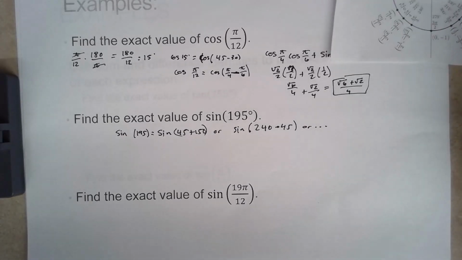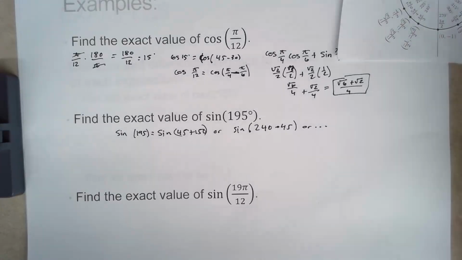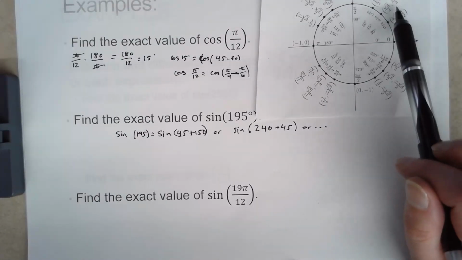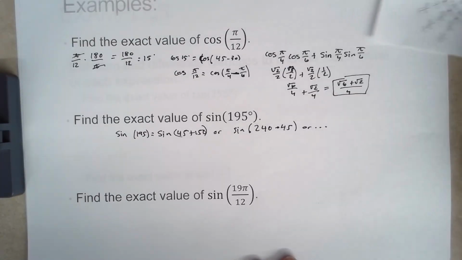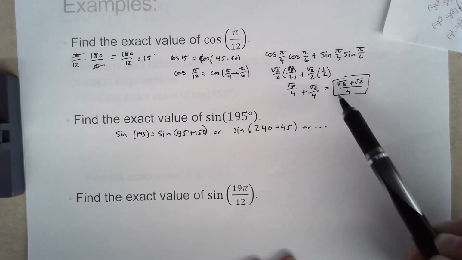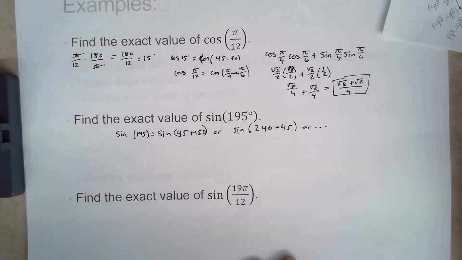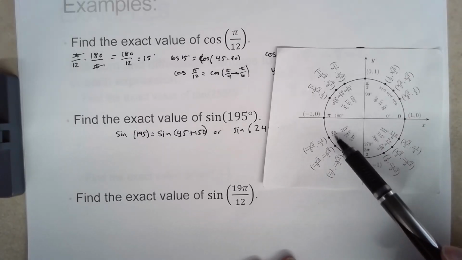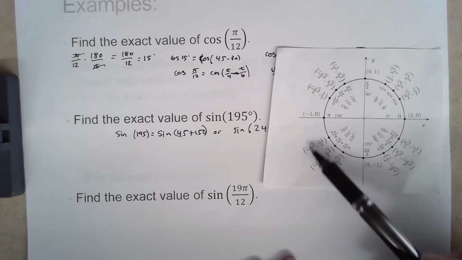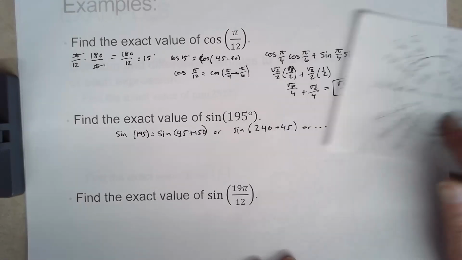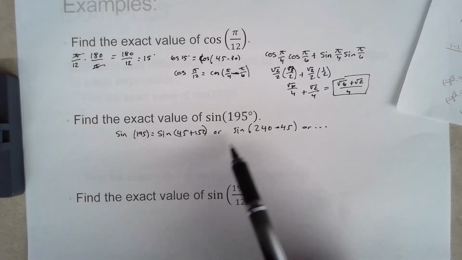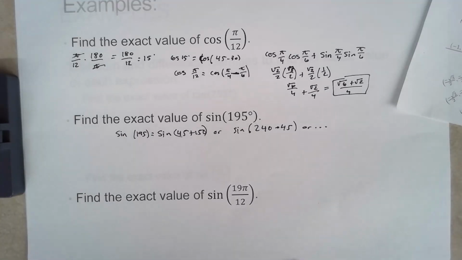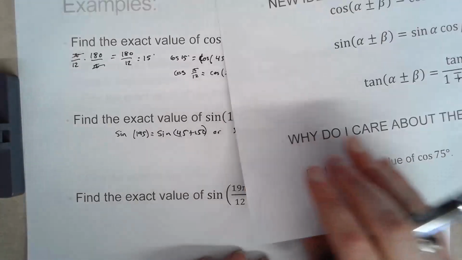One thing I want to quickly point out is if you look, cosine pi twelfths would be in quadrant 1, and cosine is positive. So check to make sure your answer is positive. Sine of 195 would be in quadrant 3, and sine is negative in quadrant 3. So when I do get my answer here, no matter what set of numbers I use, I should get a negative solution.